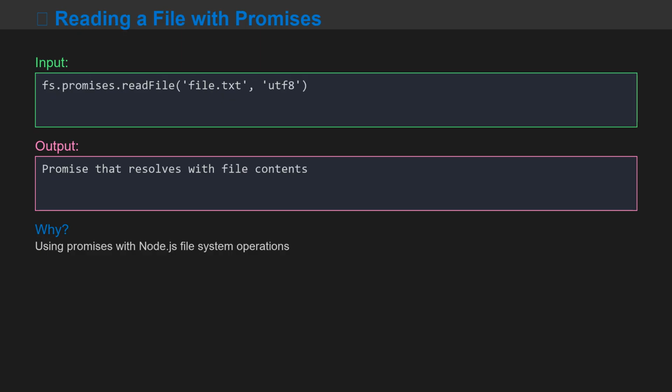Another practical example is reading a file in Node.js. The fs.promises.readFile method returns a promise that resolves with the file contents. This is how you can handle file operations asynchronously using promises.